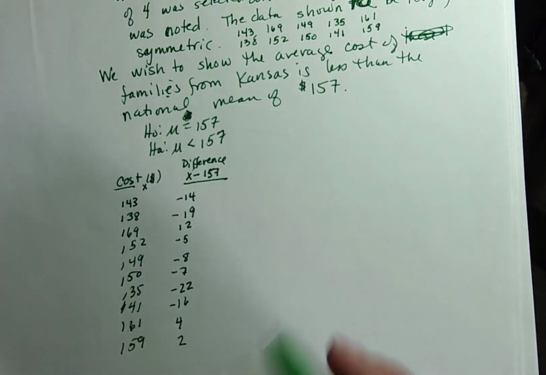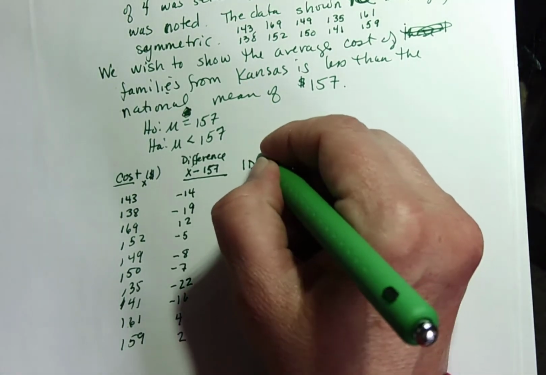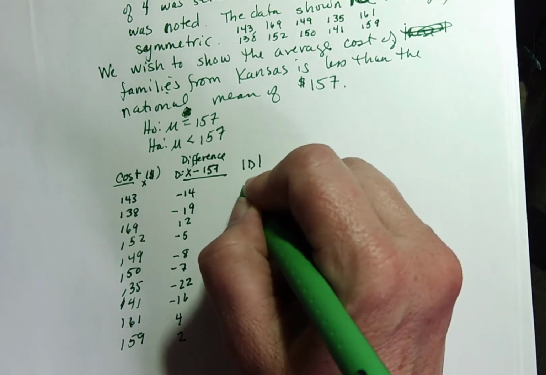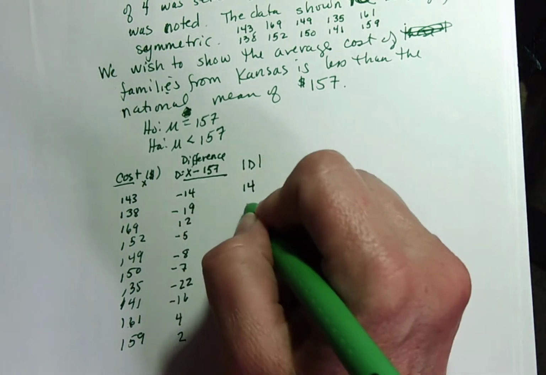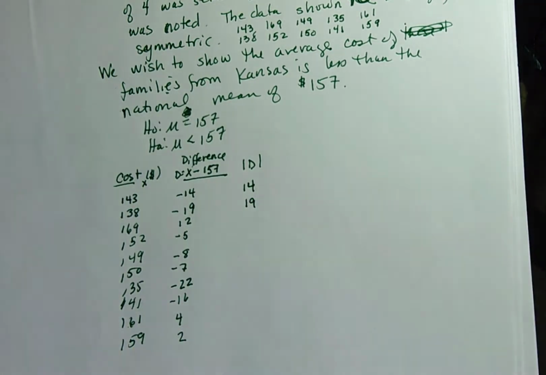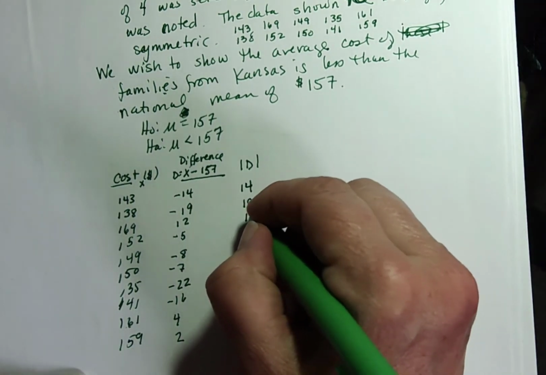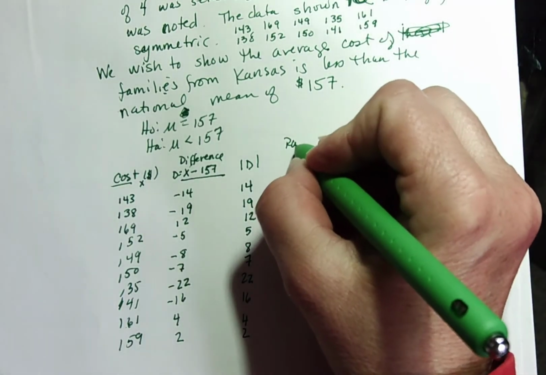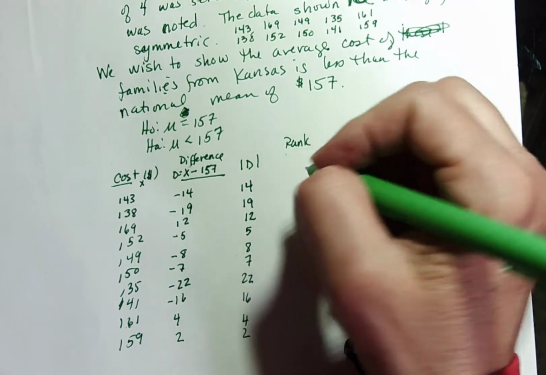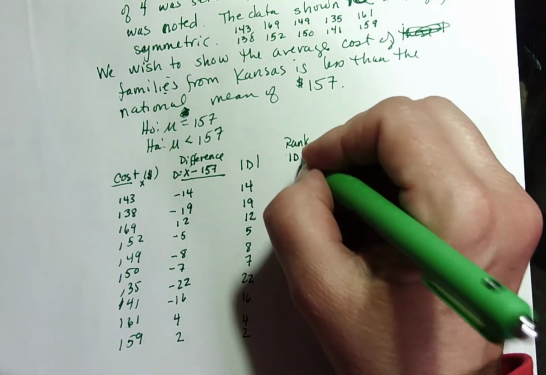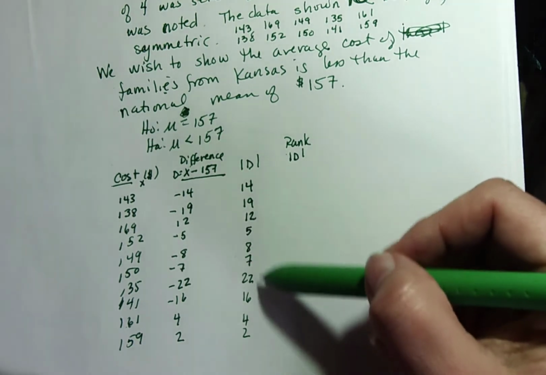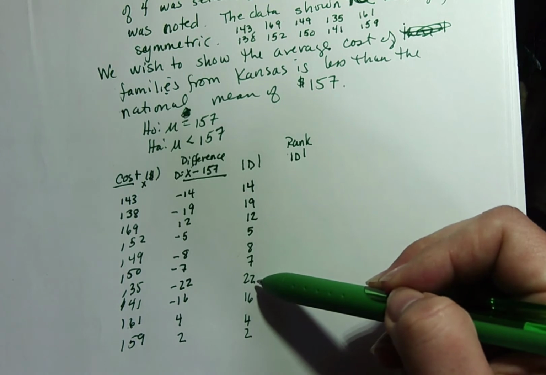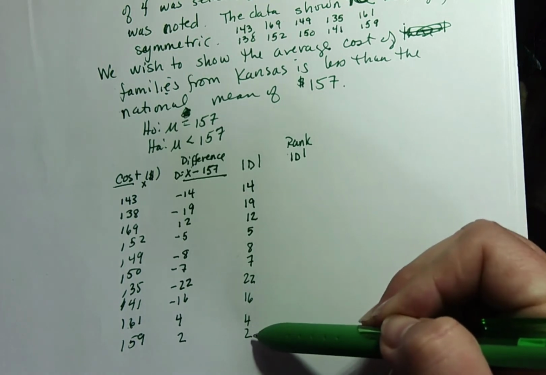Now what I'm going to do is take the absolute value of these differences, and make a column for that. So the absolute value of negative 14 is 14, absolute value of negative 19 is 19, absolute value of 12 is 12, and so forth. The next thing I'm going to do is rank my absolute values, looking at that absolute distance, looking at who was the furthest. The furthest away would be 22, excuse me. And the closest would be 2.